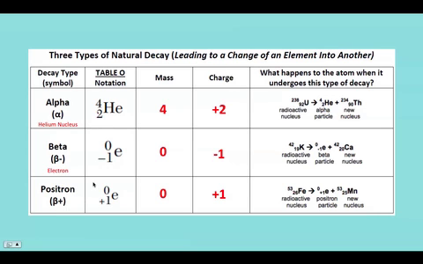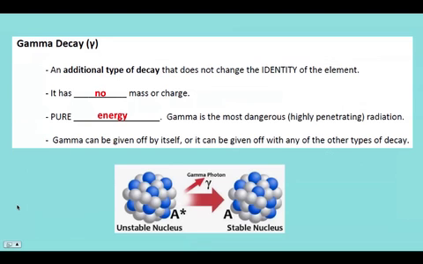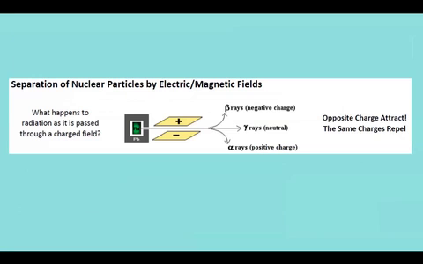So all of these particles can get given off and cause an element to undergo transmutation. We already kind of mentioned gamma decay. This is an additional type, but it doesn't actually change the identity of the element because it has no mass or charge. It's just pure energy.